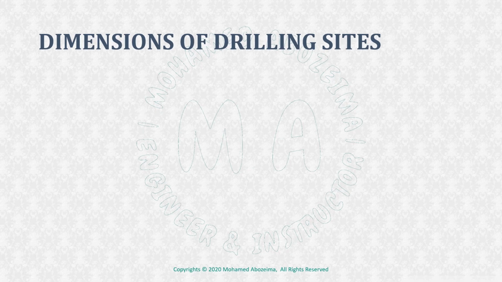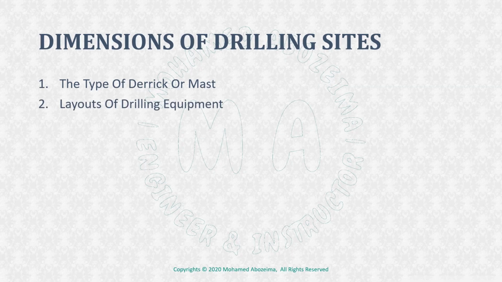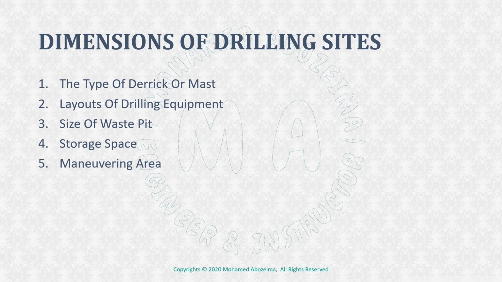The factors in which the dimension of a drilling site depend include the type of rig or mast. It must be possible to rig up on site. The layout of the drilling equipment, the size of the waste bed, the amount of storage space required for materials and equipment, plus the maneuvering area required by the transport and handling equipment, the number and type of wells to be drilled on the site.